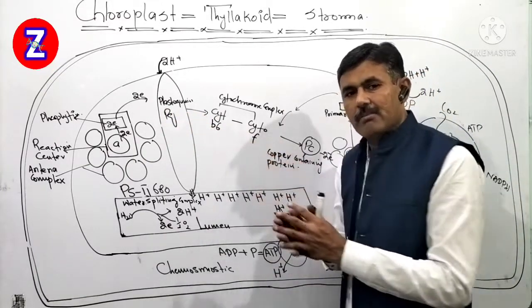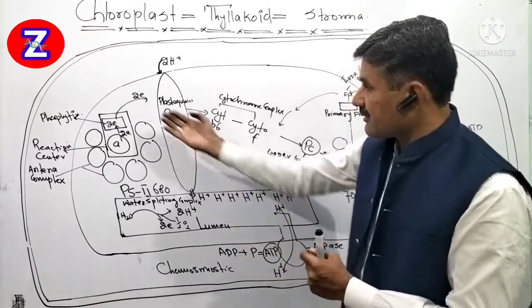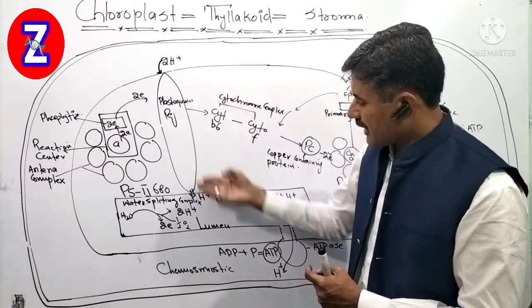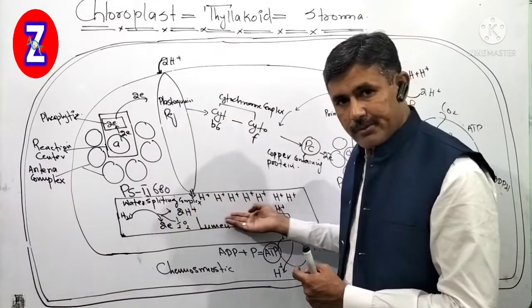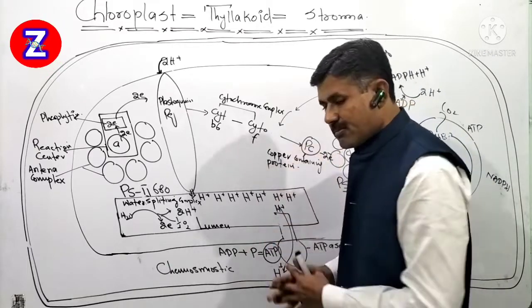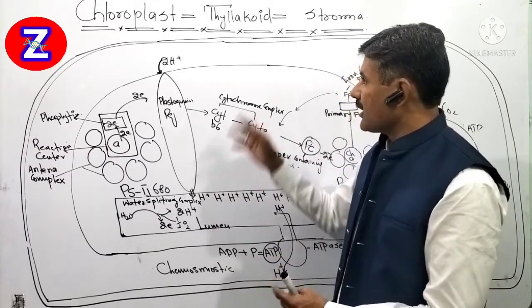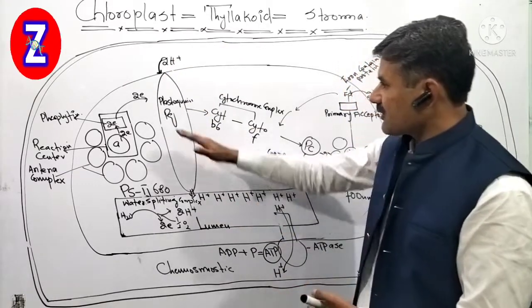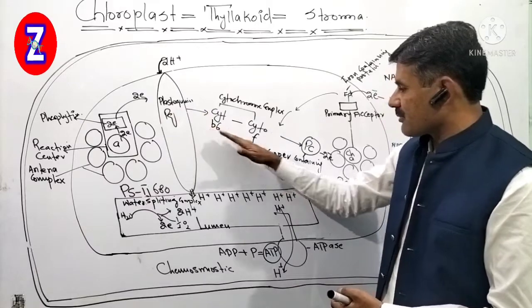Actually, the cytochrome complex plays an important role, not only receiving electrons, but it pumps protons from the stroma also, and these protons will reach the lumen. Therefore, we can say these cytochrome complexes are playing an important role in establishing a pump that is called proton pump. And what actually will happen when these electrons move from cytochrome complexes?